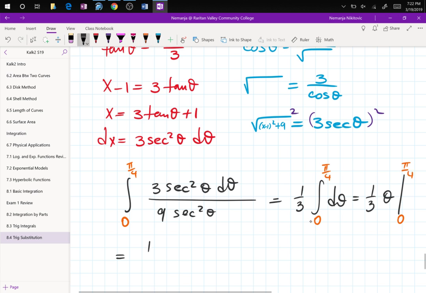So it is 1/3 times pi over 4, which is, hey, pi over 12 again. So apparently all answers are pi over 12. Right? Great.